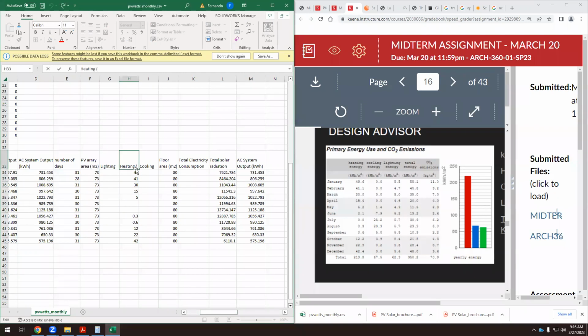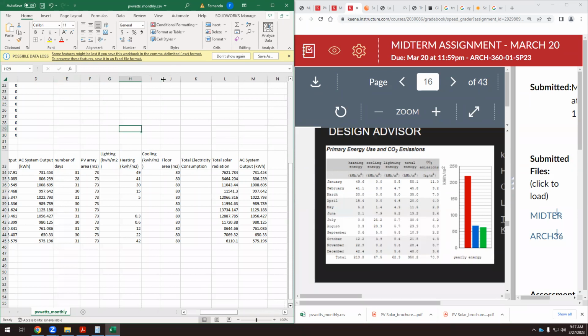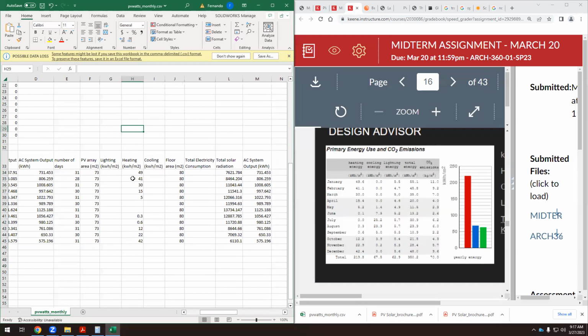Units are important here. So I'm going to type kilowatt hour per square meter. The same for cooling. In cooling, the units are kilowatt hour per square meter, and in lighting, here we have a kilowatt hour per square meter. Okay, so that's the heating, and now we have the cooling.